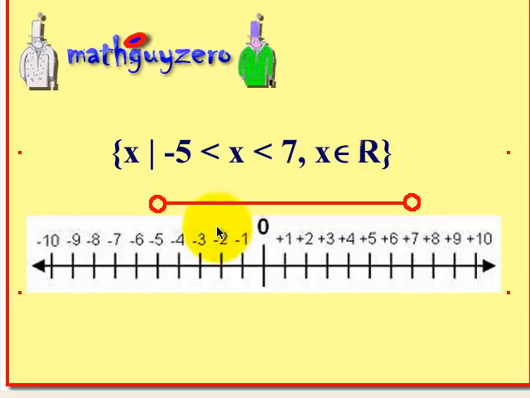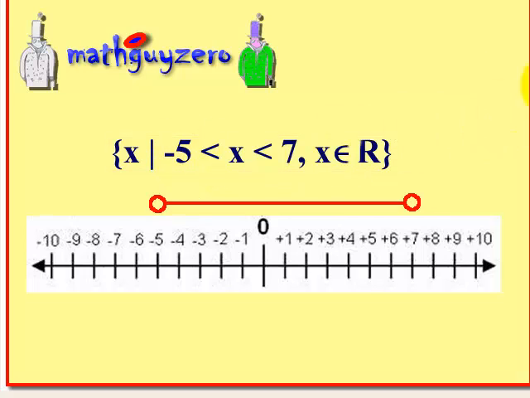So that means the set is any number underneath this line, anywhere, right? It could be 1.5, it could be pi, it could be the square root of 3, it could be anything within this range of numbers, okay? Because they're all real numbers.